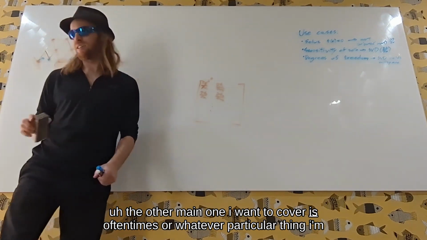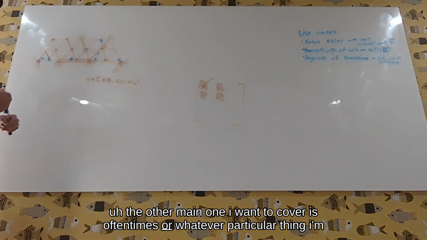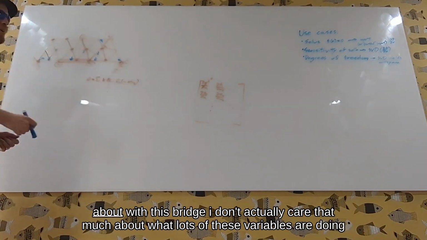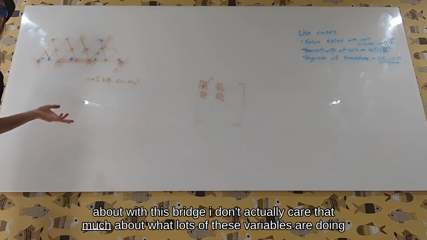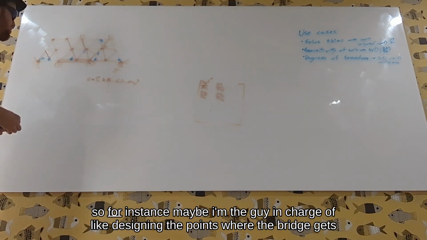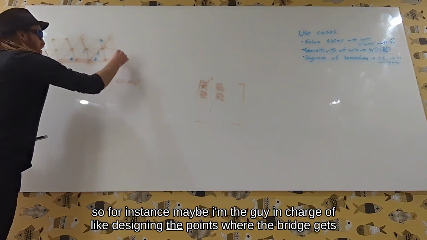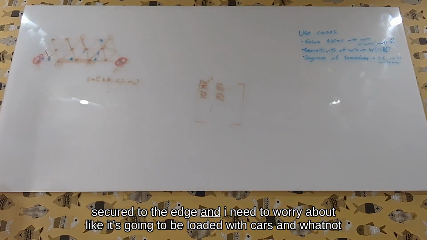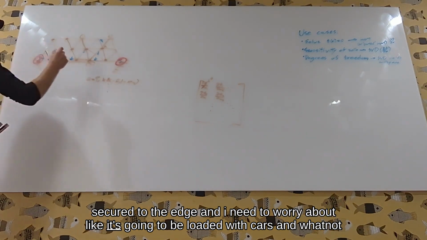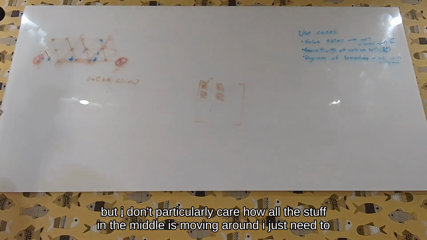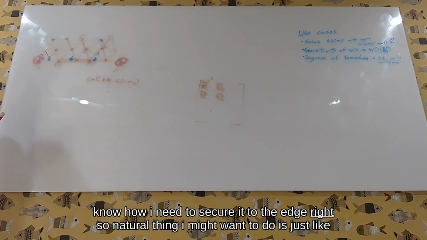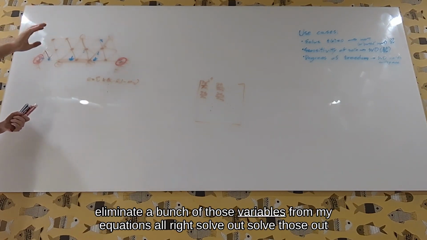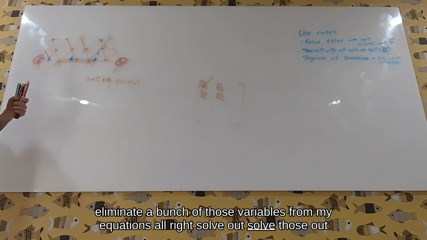The other main one I want to cover is oftentimes, for whatever particular thing I'm thinking about with this bridge, I don't actually care that much about what lots of these variables are doing. So for instance, maybe I'm the guy in charge of designing the points where the bridge gets secured to the edge. And I need to worry about it being loaded with cars and whatnot. But I don't particularly care how all the stuff in the middle is moving around. I just need to know how I need to secure it to the edge, right? So a natural thing I might want to do is eliminate a bunch of those variables from my equations. Solve those out.